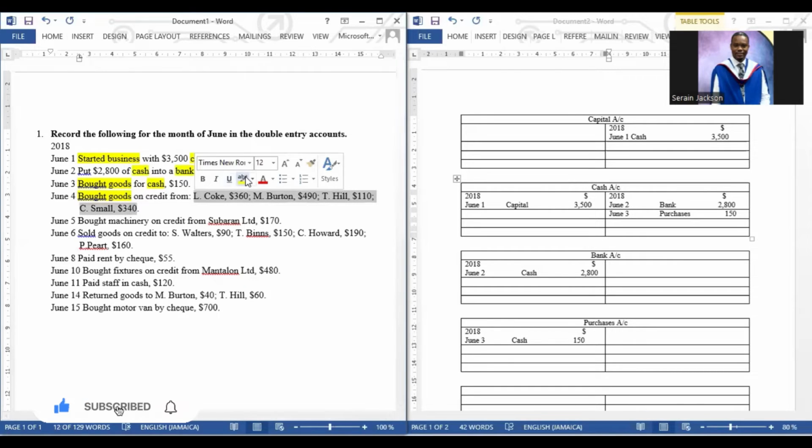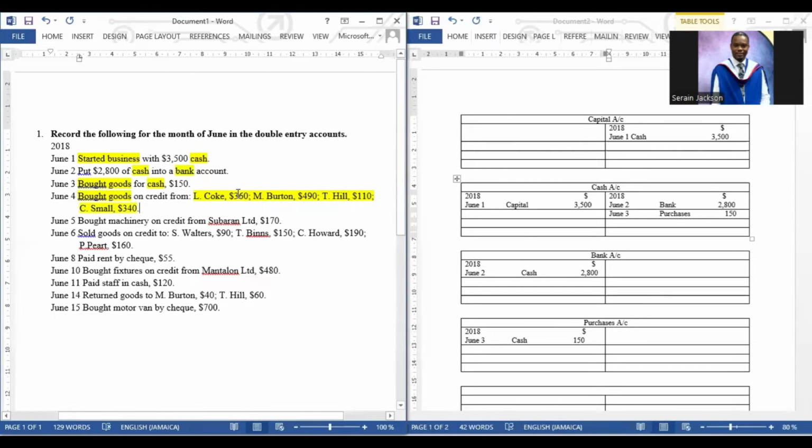So all of this information is the clue for the next account, right? But if you realize they are buying from multiple persons on the same day, all you need to do, this is simple, just treat it like one transaction, right? Treat it like you're buying goods on credit from El Coke. That is one. The next transaction is you're buying goods on credit from M. Burton. That's another transaction, all right? And you should be fine. So the purchases account must always be debited, and then now we have to credit all of these guys' accounts. All right, so let's get right at it.